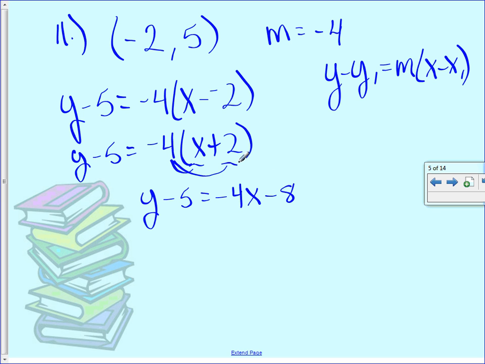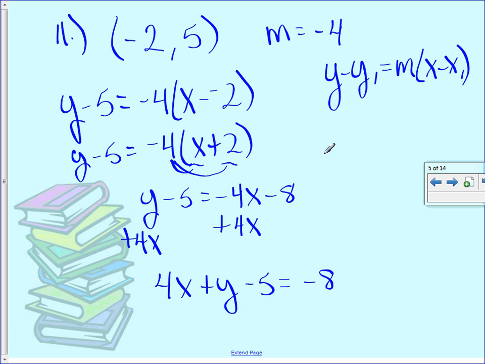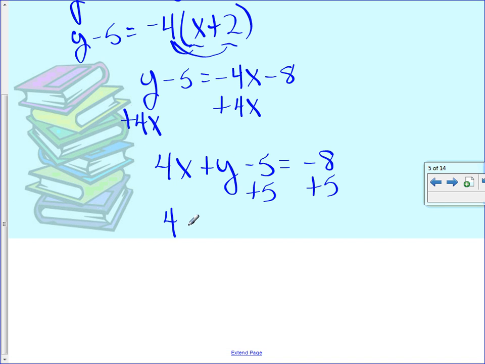All right. So now what do I do here? I got to get this x over, right? Plus 4x on both sides. So now I have 4x plus y minus 5 equals negative 8. Last step, add 5. What's negative 8 plus 5? Negative 3. That's it.